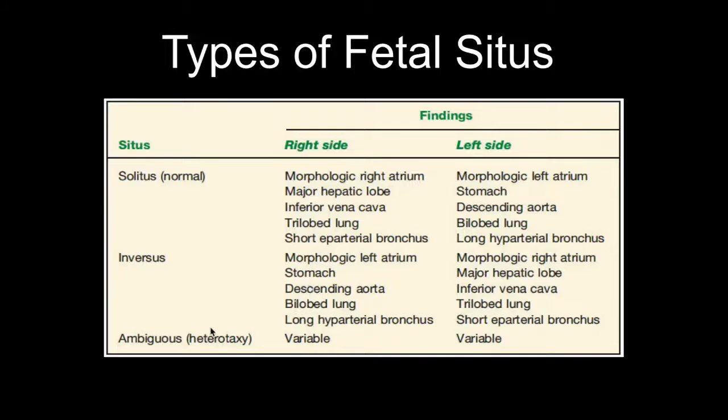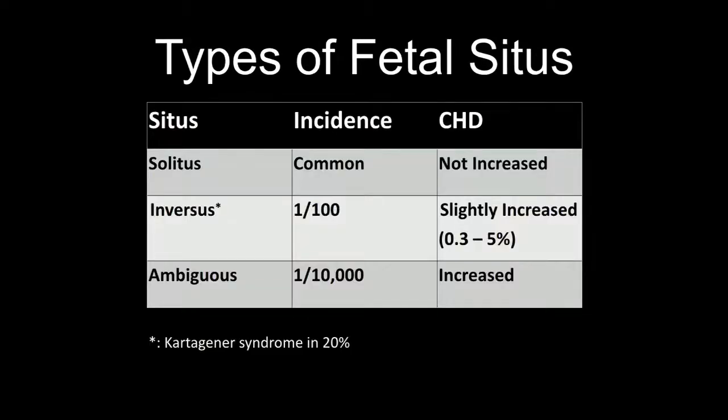And situs ambiguous is when things are variable. Why is this important again? Because situs ambiguous has a significantly increased risk of congenital heart disease. We're going to have a talk on heterotaxy that will go through this in detail. Situs inversus, on the other hand, is rarely associated with congenital heart disease. The incidence is slightly increased. It appears over the background risk.